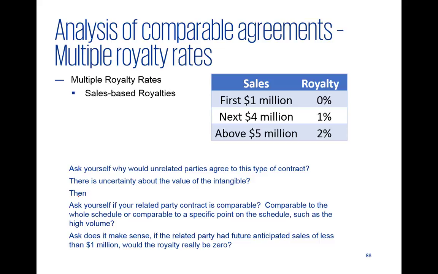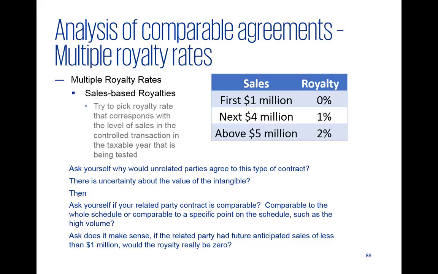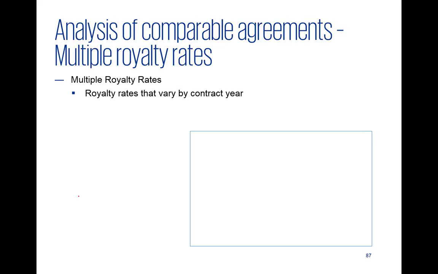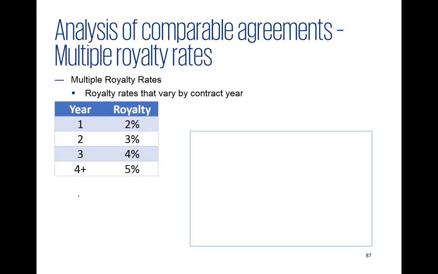So this is one in which the whole thing is hinged on the sales level. Sometimes you see these done on timing. So you do want to pick the point in that comparable uncontrolled contract that's most comparable to your related party. And in this case, it may be based on sales. But in our next example, we're going to talk about royalty rates that vary year by year.